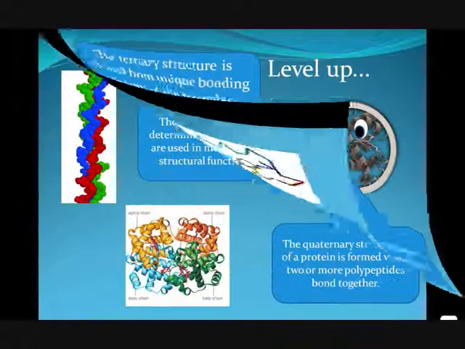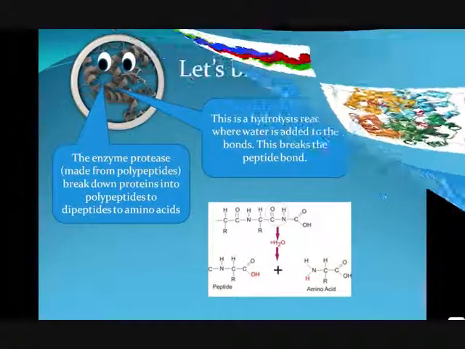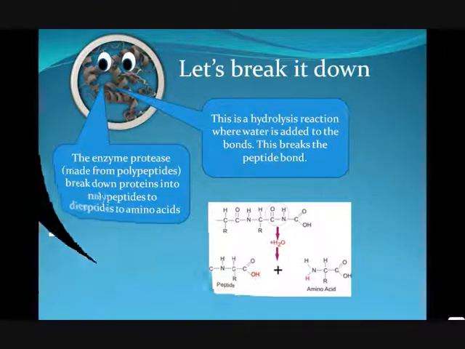Some large proteins have a quaternary structure. These are formed when polypeptide chains bond with each other and prosthetic groups to form large protein molecules. Proteins are digested by enzymes, and enzymes are made from protein. Polypeptides are broken into dipeptides, and from those into amino acids through hydrolysis. The enzyme is responsible. Hydrolysis is the addition of water to the bond, which then forms 2 separate amino acids.